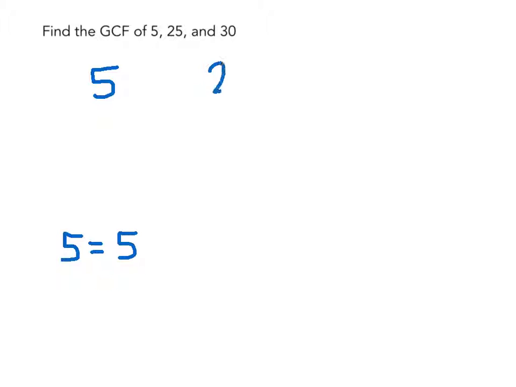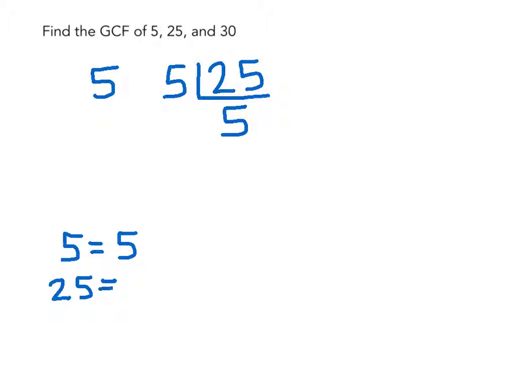Let's move on to 25. 25 I would box in because it's not a prime number. My first prime is 2. It does not divide evenly. My next prime is 3. It does not divide evenly. My next prime number is 5, and it does divide evenly into 25 5 times. Since 5 is a prime number, I'm finished with 25, and I can list its prime factorization. 25 is equal to 5 times 5.